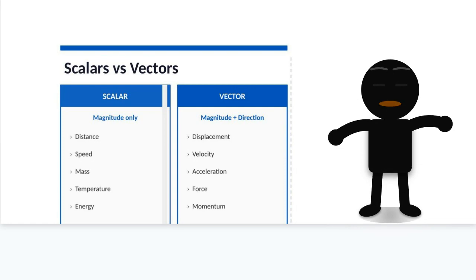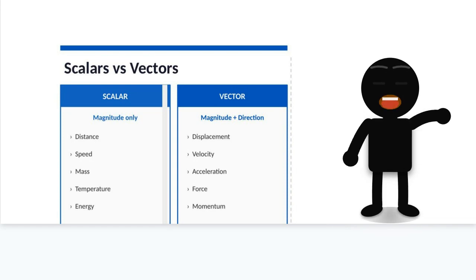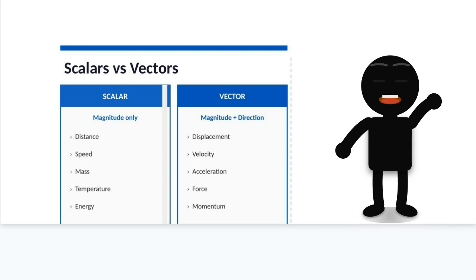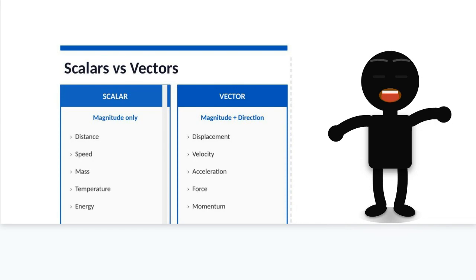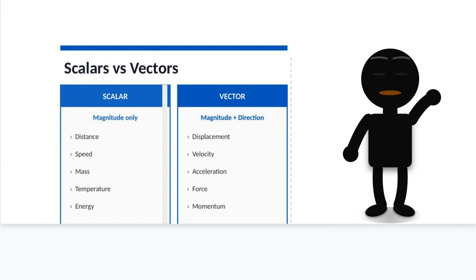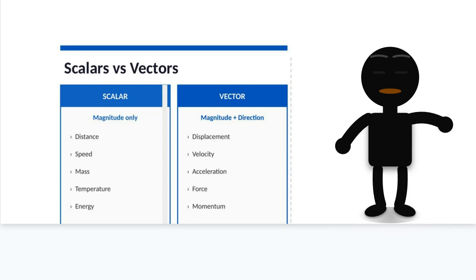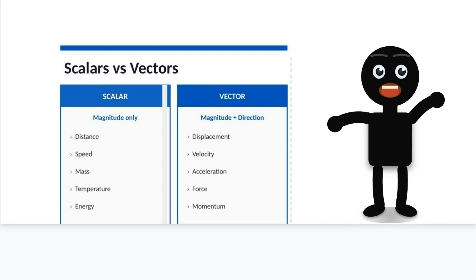A vector quantity has both a magnitude and a direction. Displacement is a vector. If I say I move 5 kilometers north, the direction north is essential to the meaning. Velocity, acceleration, force, and momentum are all vectors. This distinction is not just terminology. Scalars and vectors obey different mathematical rules. You can add two displacements that point in opposite directions and get zero. But you cannot add two distances and get zero. Understanding which quantities are scalars and which are vectors is essential for solving every mechanics problem correctly.